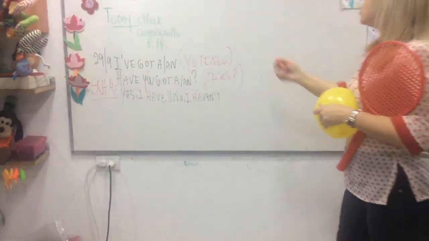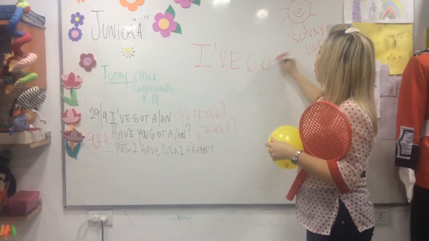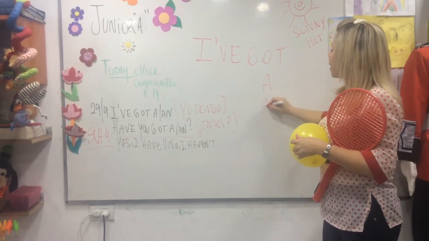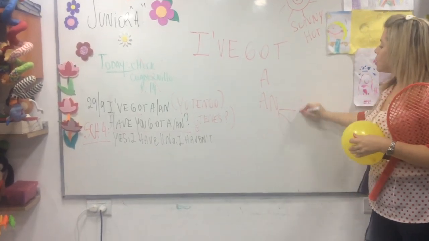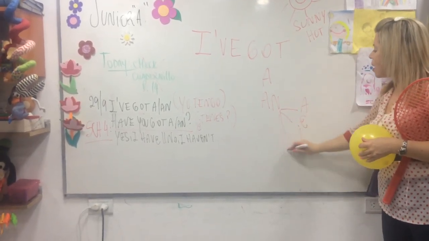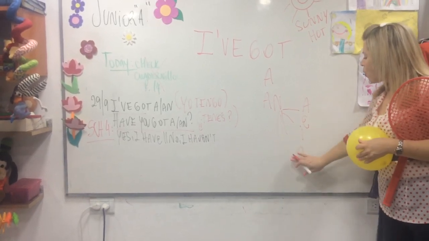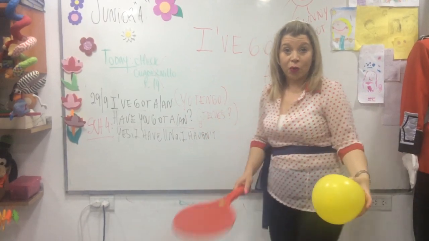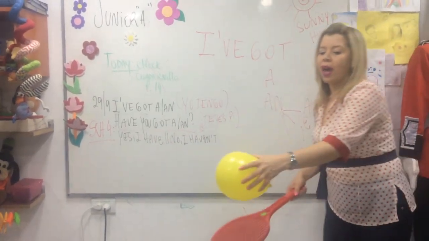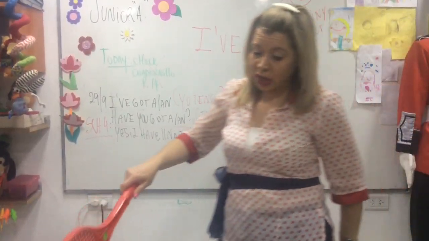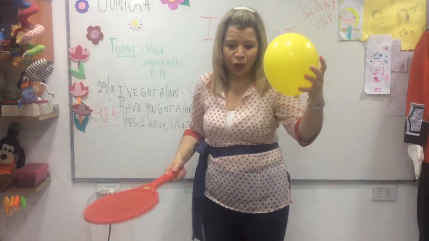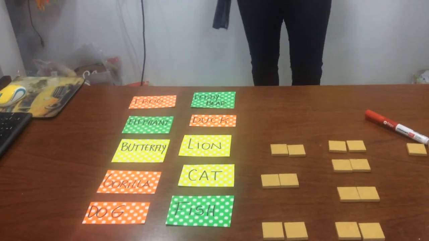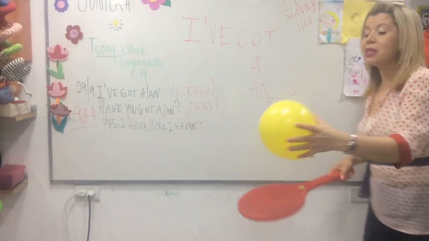But now, pay attention with I've got a or an. ¿Cuándo lleva an? ¿Cuándo comenzamos con a, e, i, o, u? For example, elephant. You would say an elephant, okay? Are you ready? Ready? Okay. No me tengo que confundir, tengo que seguir la lista, o sea que tengo que leer, no se me tiene que caer el balón. En tantas cosas se puede concentrar mi cerebro.